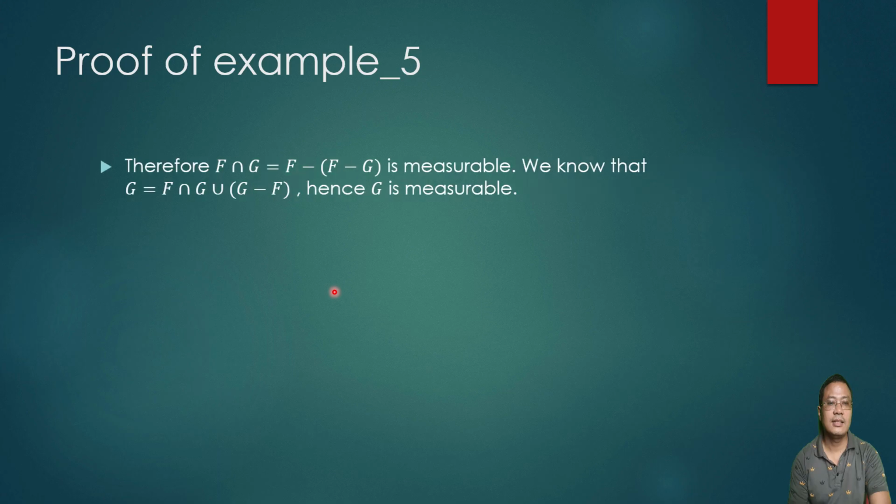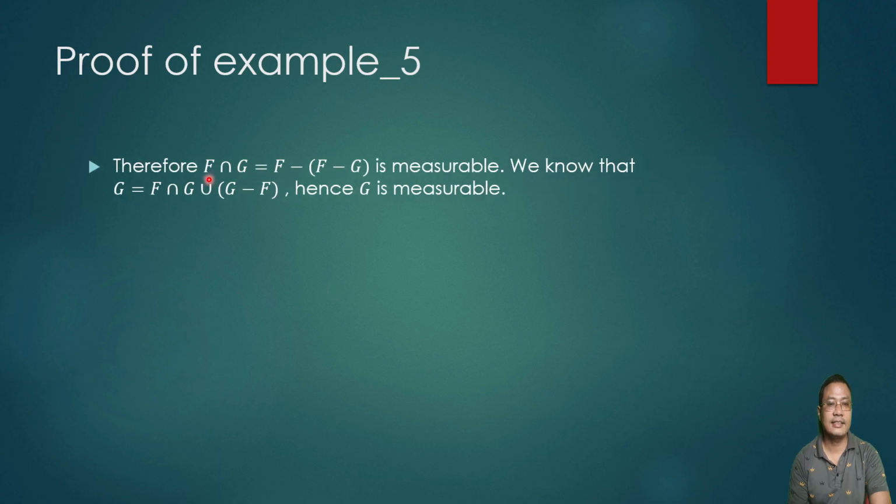So therefore, you can simplify that F difference G is exactly equal to F difference G. You can write like this one. So this is measurable, and it is given that this is also measurable. The difference of two measurable sets is measurable, because just now we have shown that the collection of measurable sets is a sigma algebra. Therefore, this difference will also be a measurable set, and that is exactly equal to this one, F intersection G is measurable.